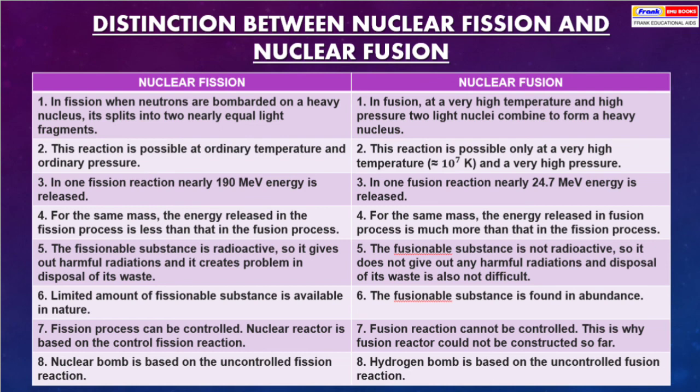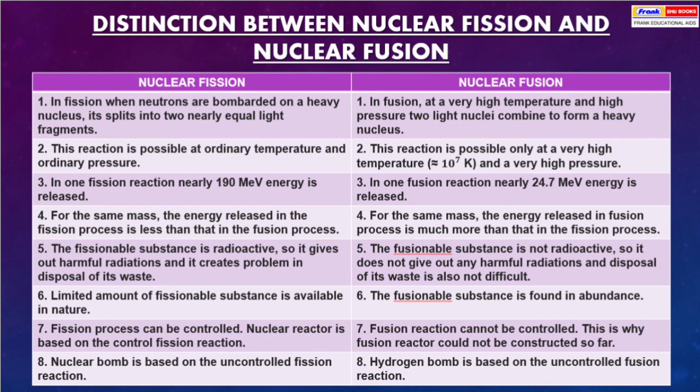The fissionable substance is radioactive, so it gives out harmful radiations and it creates problems in disposal of waste. A limited amount of fissionable substances is available in nature. Fission process can be controlled. A nuclear reactor is based on the controlled fission reaction. A nuclear bomb is based on the uncontrolled fission reaction.